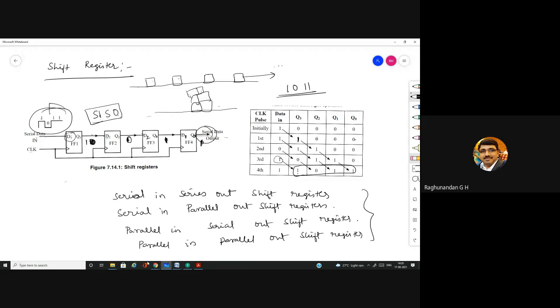Okay, this is how a shift register is going to work. We have taken only 4 clock pulses to explain. When you keep on giving the clock pulses, one by one the bits are going to come out. First 1 is going to come out, then 0, then 1, then 1.